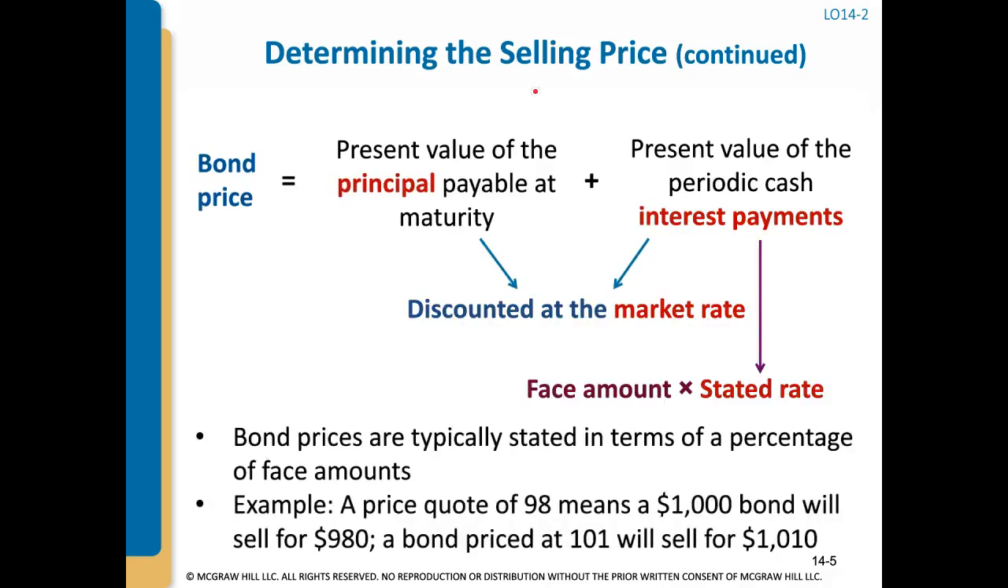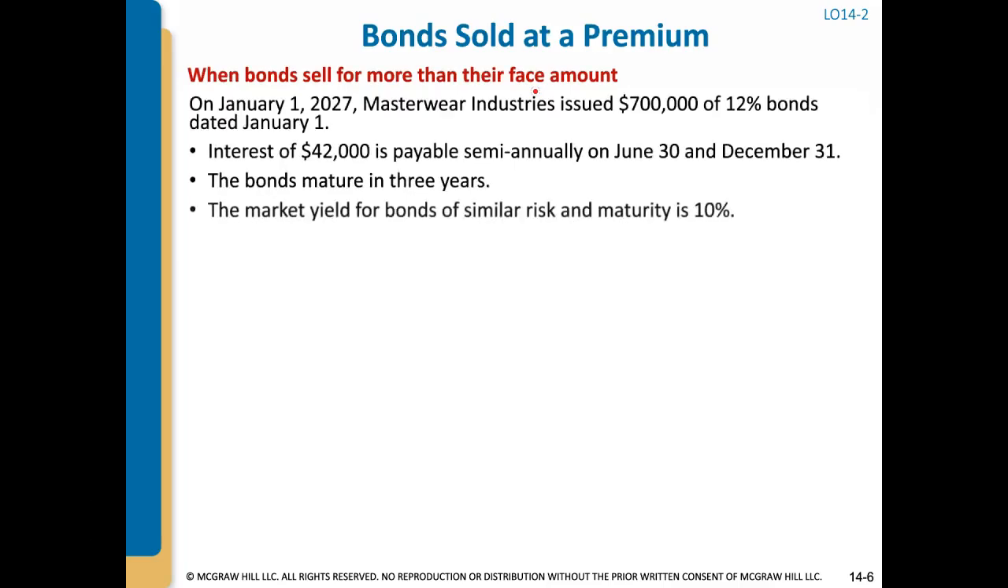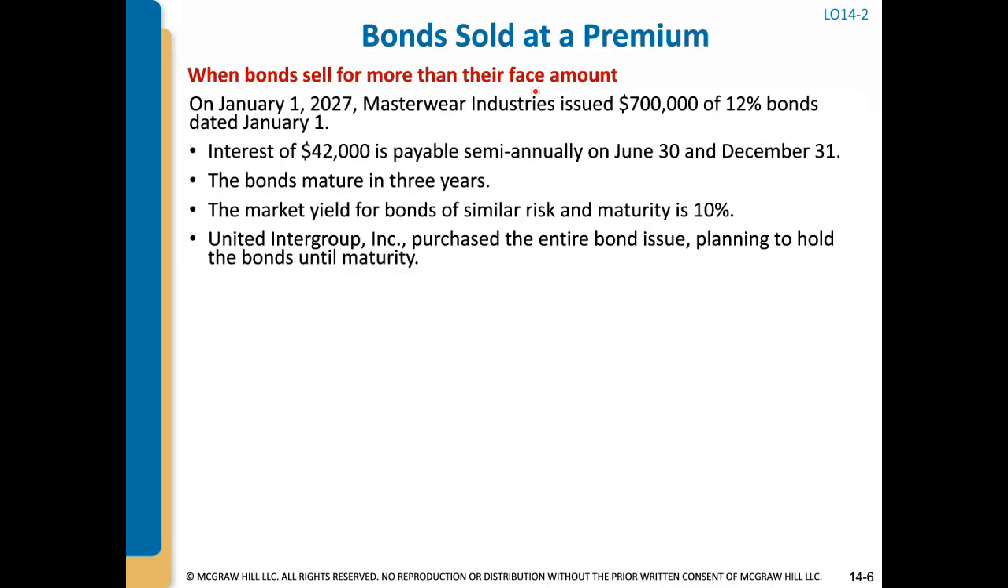So that's the same. Let's just go to an example, and this is the same example we've been using when we talked about bonds sold at a discount and when we talked about the effective interest method. If you have not seen those videos, please go back and watch them first. On January 1, 2027, MasterRay Industries issues $700,000 of 12% bonds dated January 1. So 12% is the stated rate.